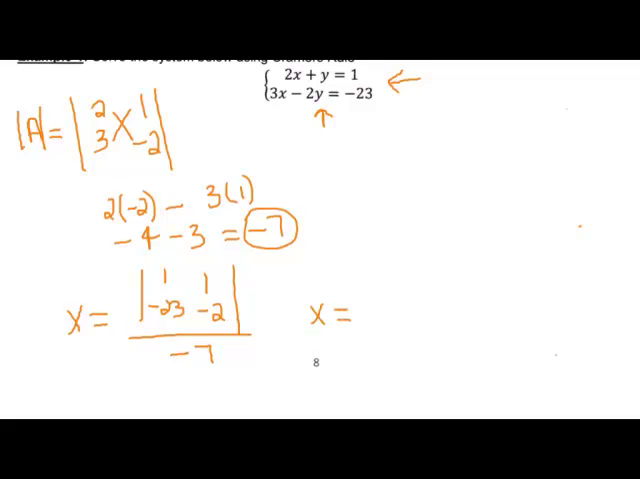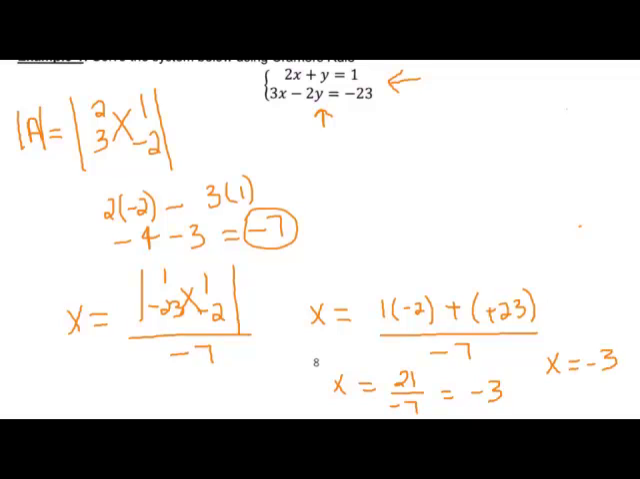To find our x value, we need to find the determinant of this matrix here. So 1 times -2 minus 1 times -23, which is just -23. Again, this is all over -7. So x equals -2, subtracting a negative is the same as adding. So 23 minus 2 is essentially what we're doing, which is 21 divided by -7. 21 divided by -7 is -3. So our x value is -3.